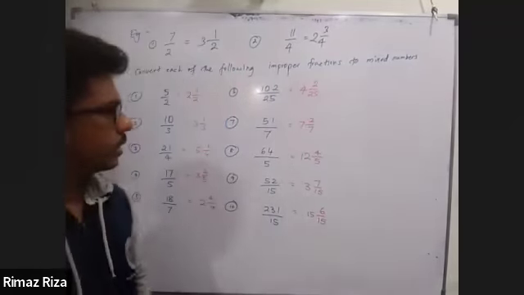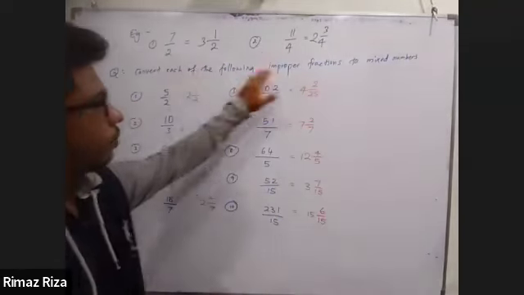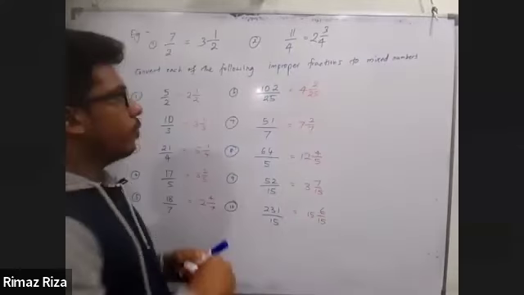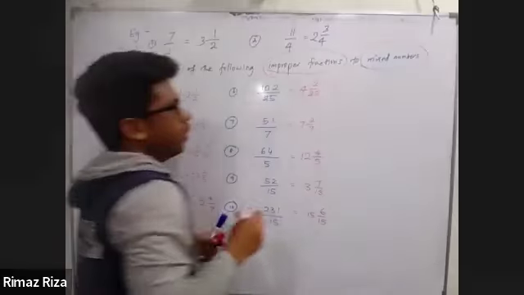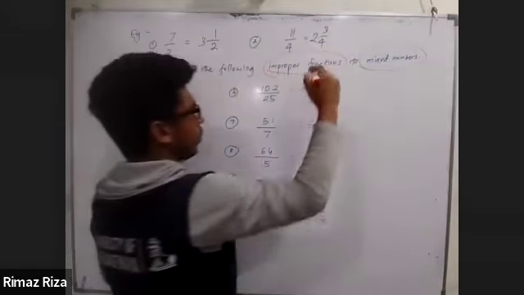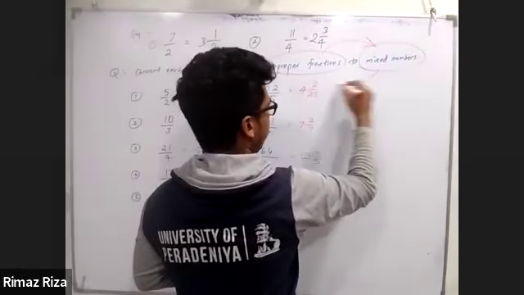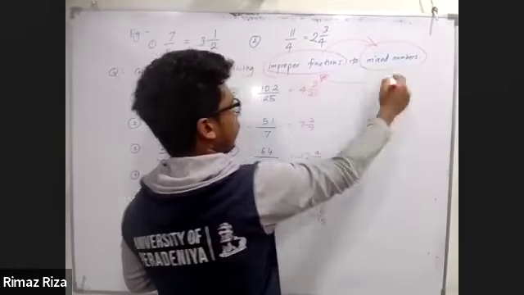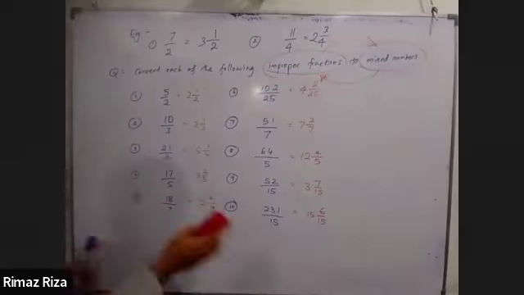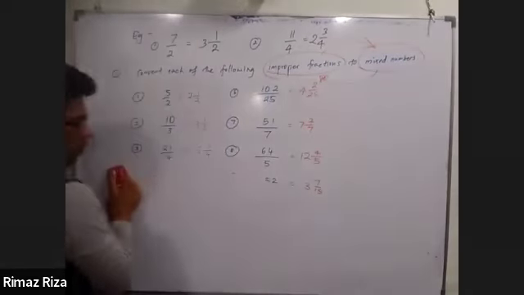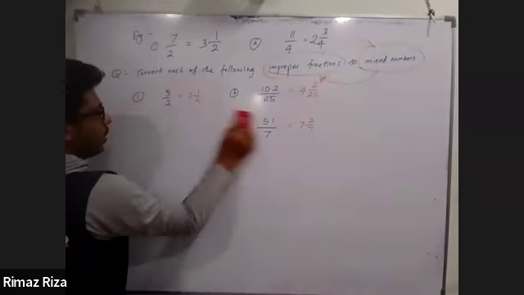So now we know how to convert improper fractions to mixed numbers. Next, what we are going to learn is how to convert mixed numbers to improper fractions. This is much easier. It is actually the opposite of what we did just now.